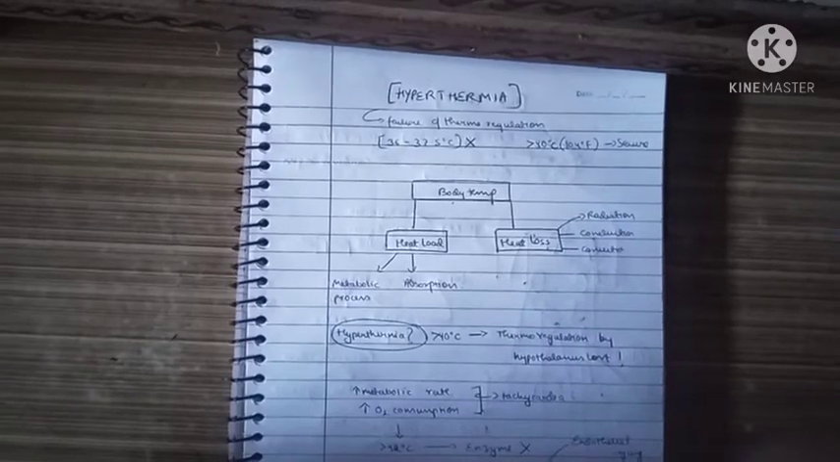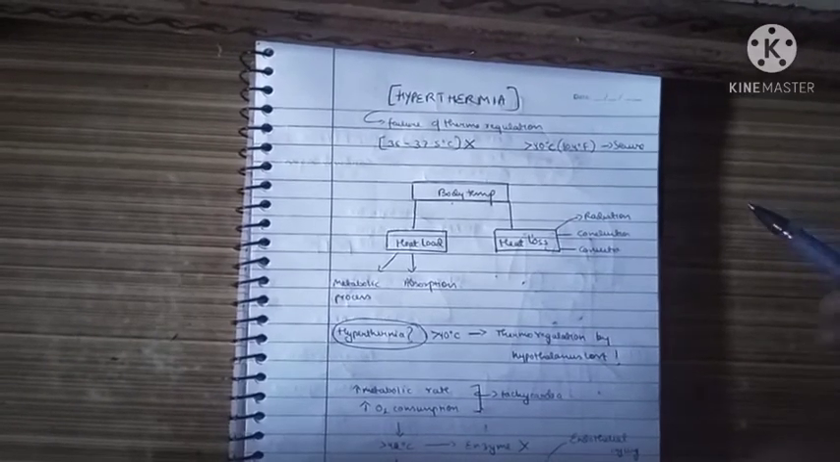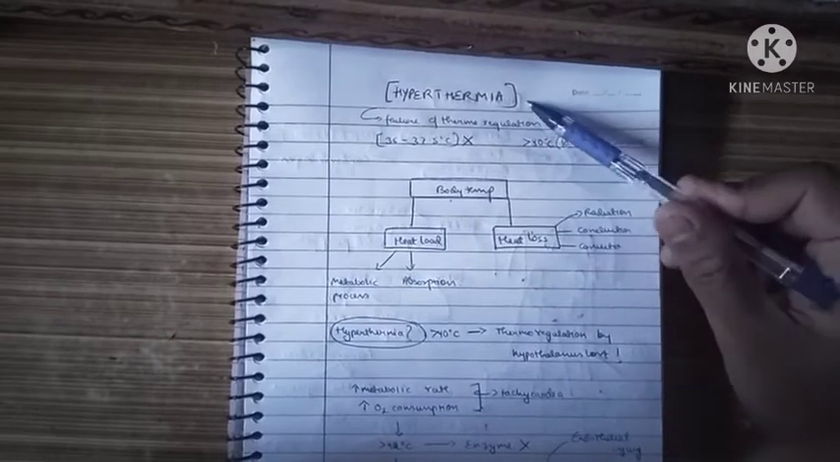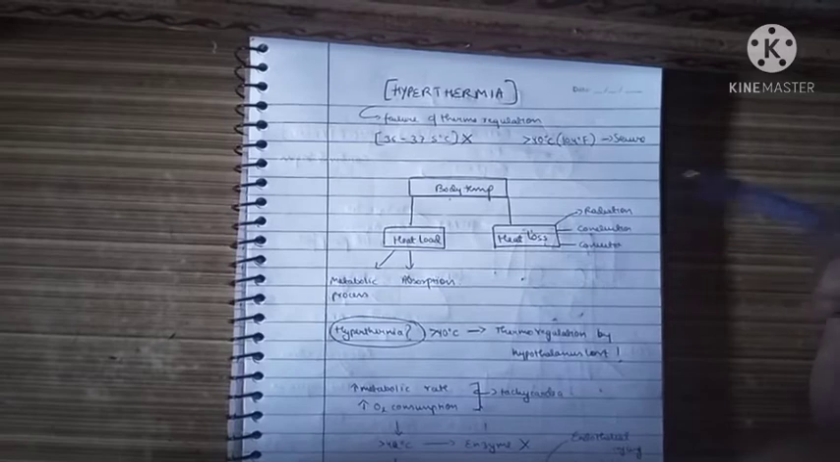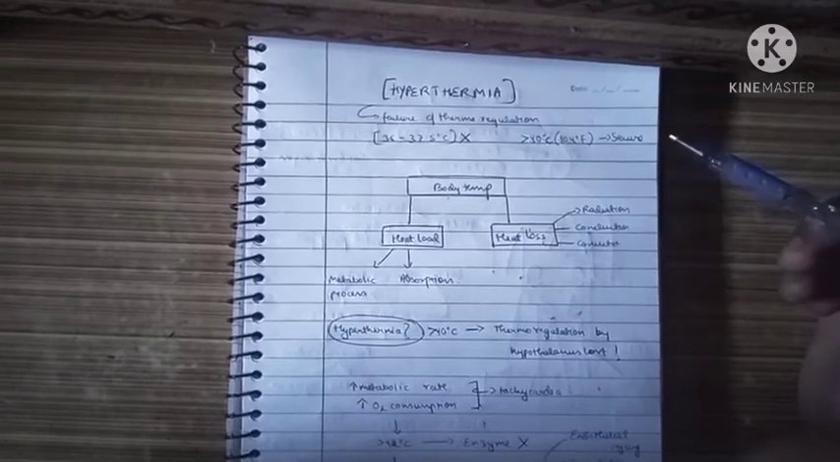Hello everyone. So in this video we are going to talk about heat related illnesses, and the first one we are going to talk about is hyperthermia. Hyperthermia is failure of thermoregulation. Now, how is it so?